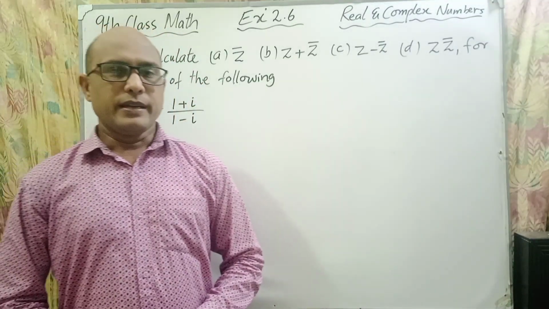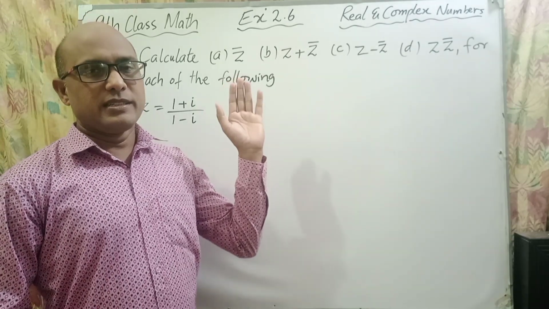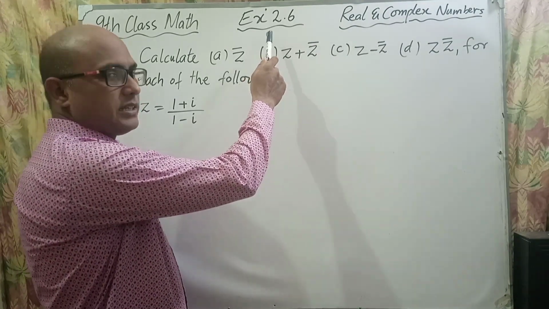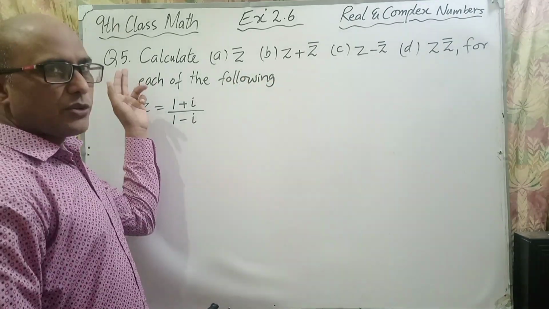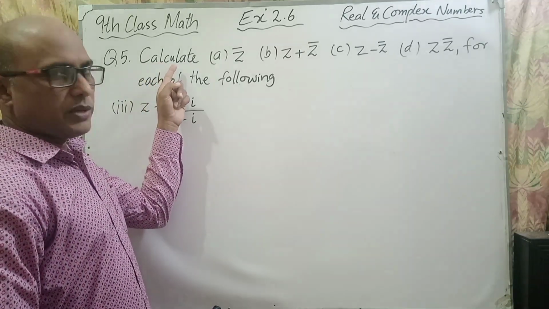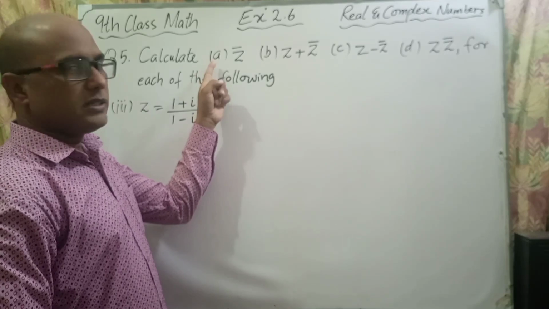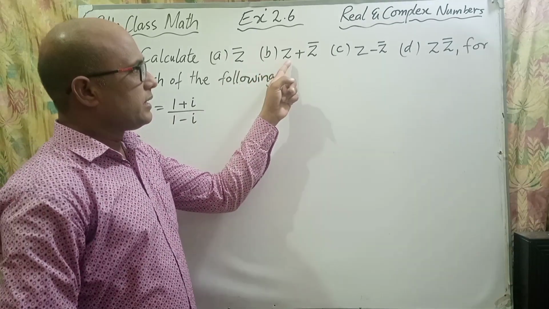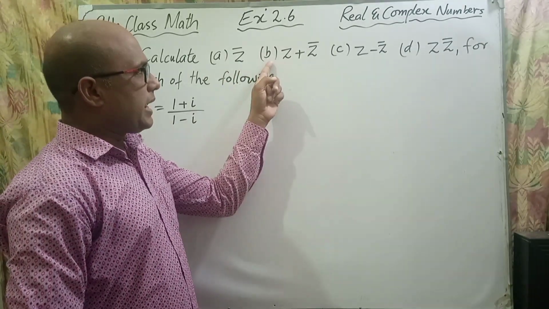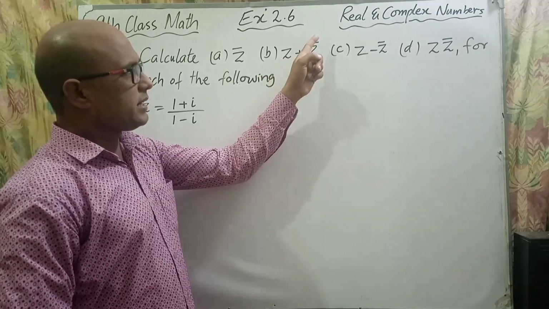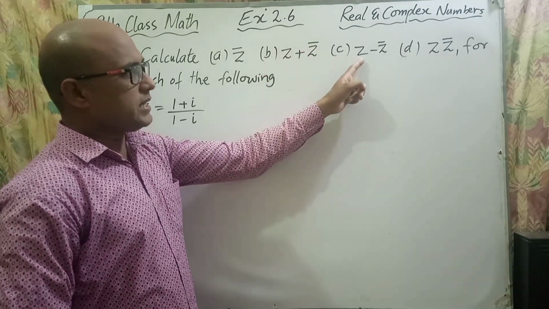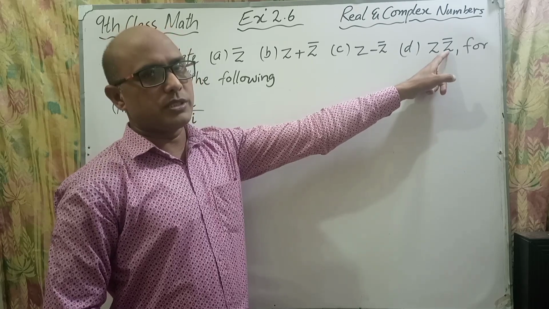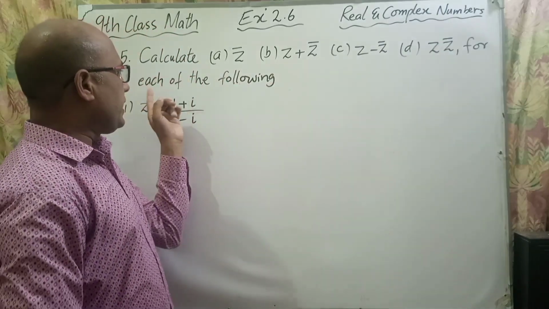Students, as you know, in these days we have started chapter number 2 and the current exercise is 2.6. In question number 5, the statement of the question is: calculate part A, z bar; part B, z plus z bar; part C, z minus z bar; and part D, z into z bar, for each of the following.